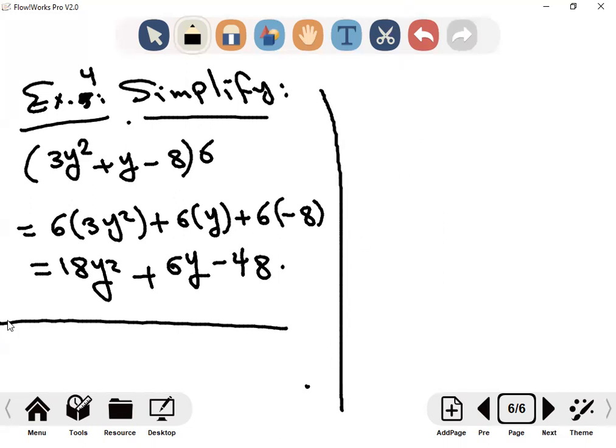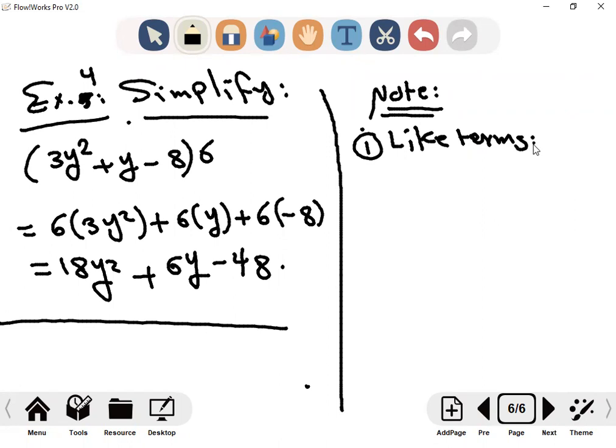What are the like terms? Okay. Note, don't forget. 1, the like terms. What are these like terms? Write these notes, guys, here in this space here, so you don't forget. You have space here beside, right?